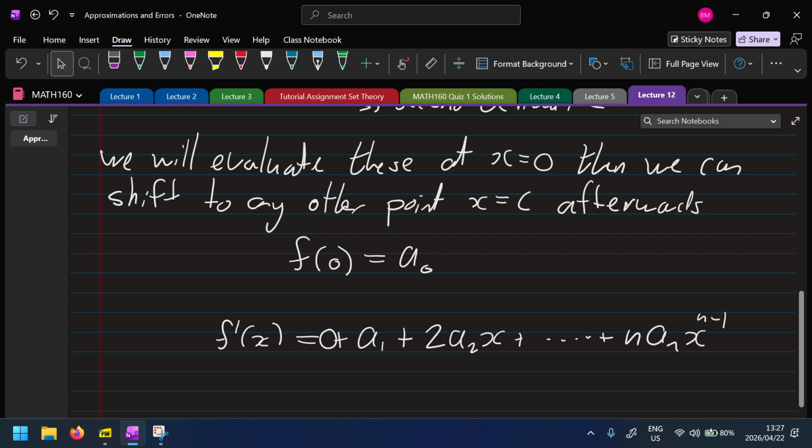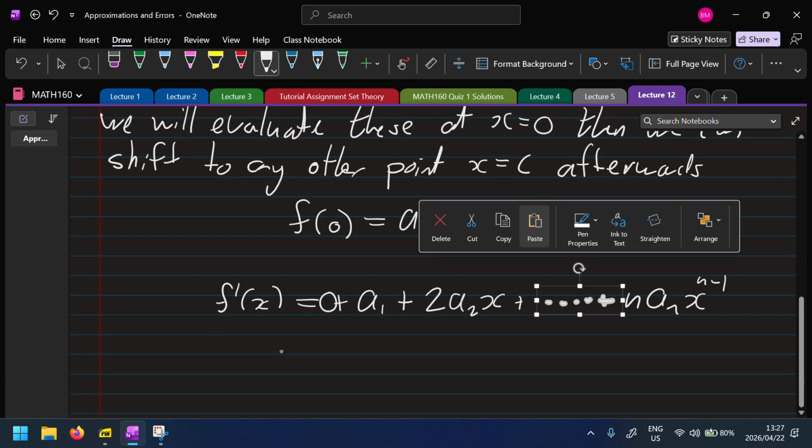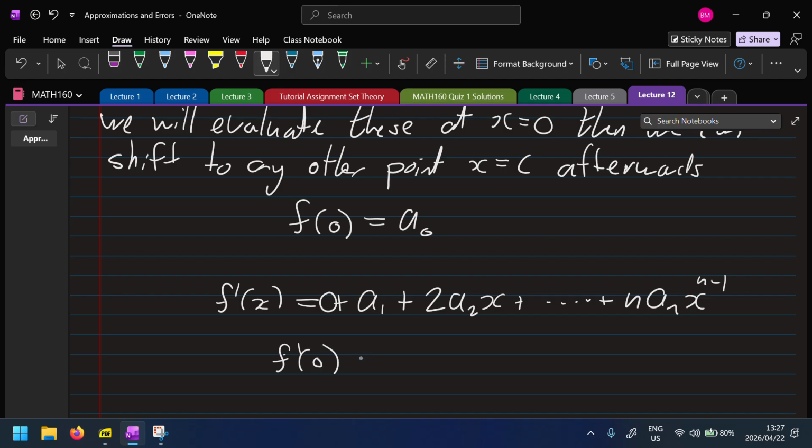Now we want this to match at x equals 0. So let's substitute. On the left side, we have f prime at 0. And on the right side, we see that everything after a1 goes away. So the a2 term all the way up to an, if we substitute x equals 0, all of that goes away. And we're left with a1. That's great. We have the second coefficient now. We have a1. Next, we're going to go for a2.